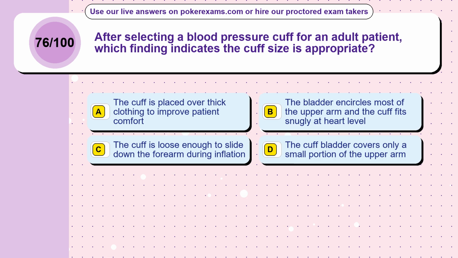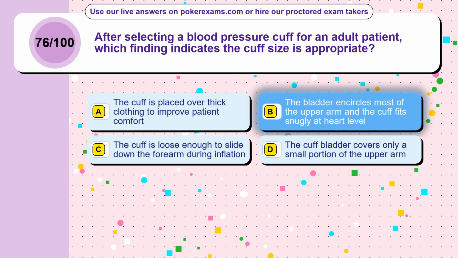Question 76. After selecting a blood pressure cuff for an adult patient, which finding indicates the cuff size is appropriate? Option A. The cuff is placed over thick clothing to improve patient comfort. Option B. The bladder encircles most of the upper arm and the cuff fits snugly at heart level. Option C. The cuff is loose enough to slide down the forearm during inflation. Option D. The cuff bladder covers only a small portion of the upper arm.